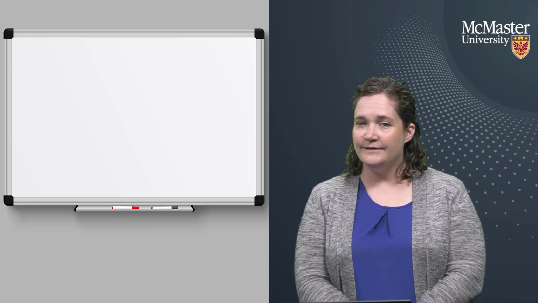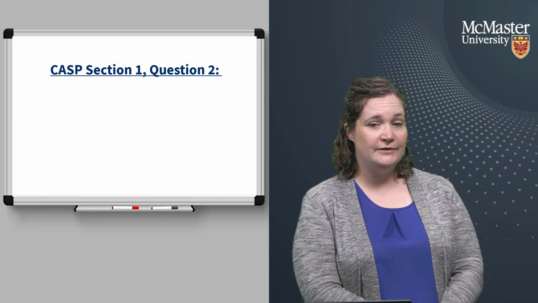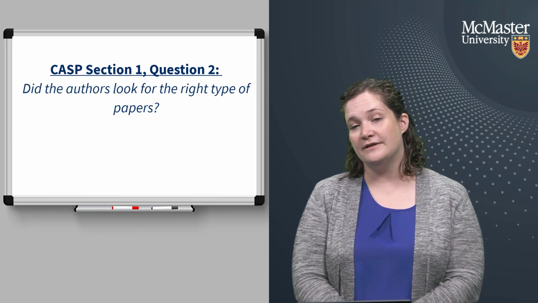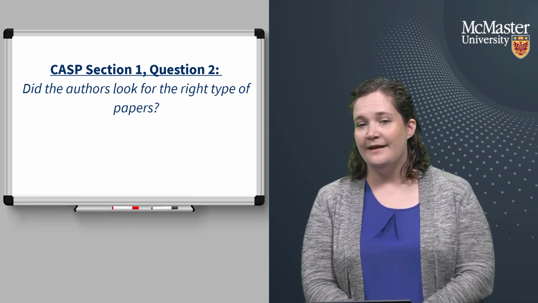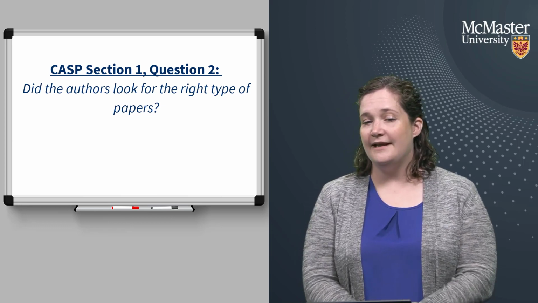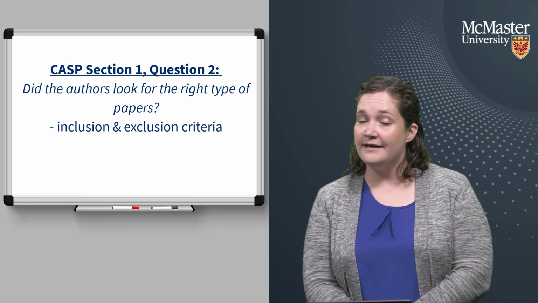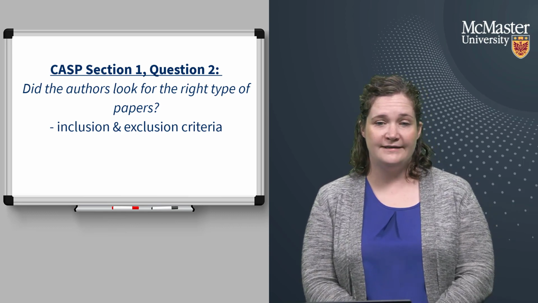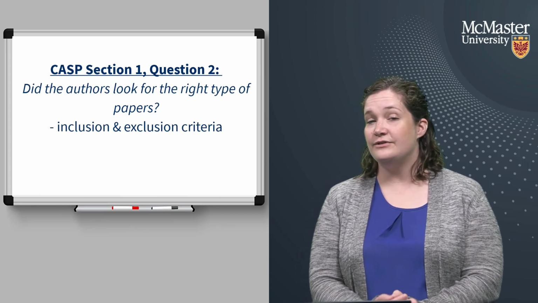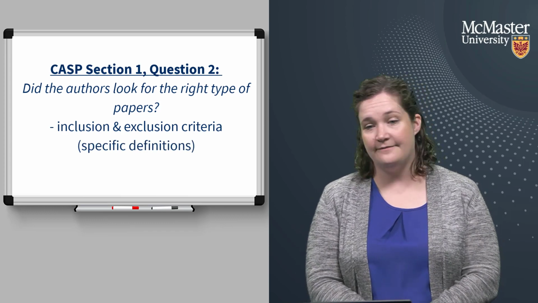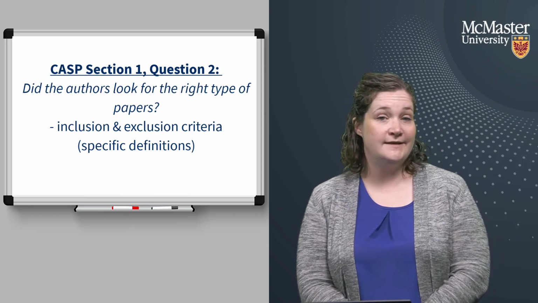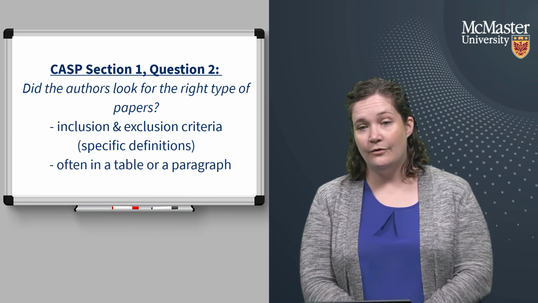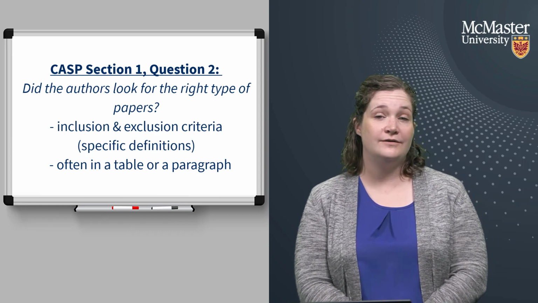It's often helpful to look at question 2 of the CASP tool at this time, where the question asks, did the reviewers look for the right kind of studies? And here we take a look to see whether the inclusion and exclusion criteria for each of the question components was appropriate. This is where the reviewers should have provided specific definitions for what was and wasn't included in the review. You can often find this information in a table or in a paragraph about how articles were selected.